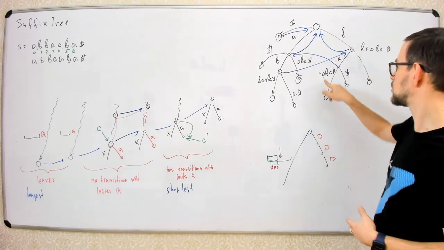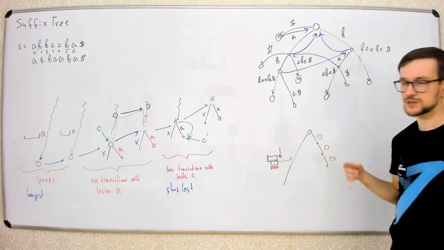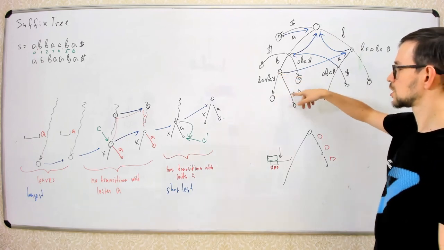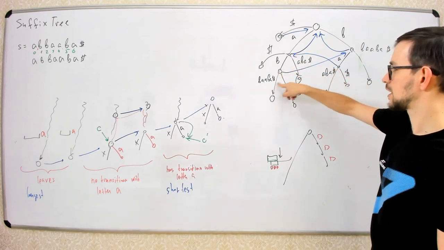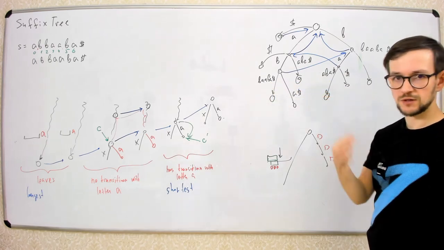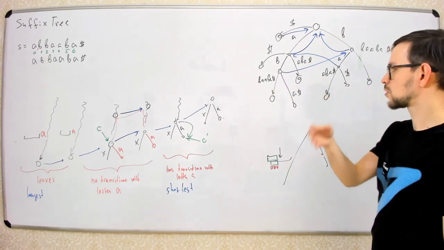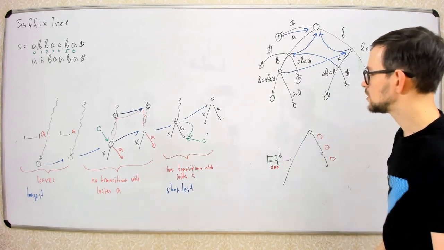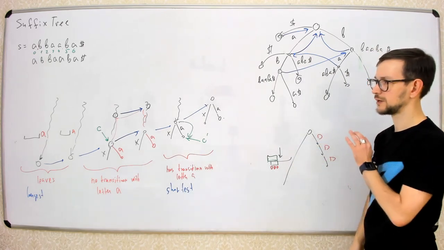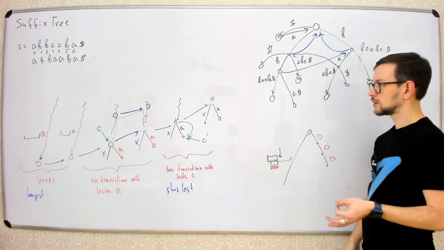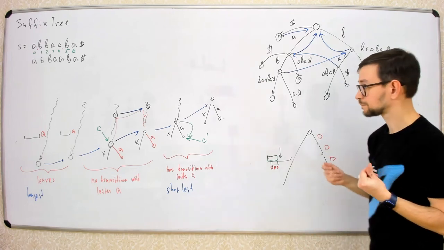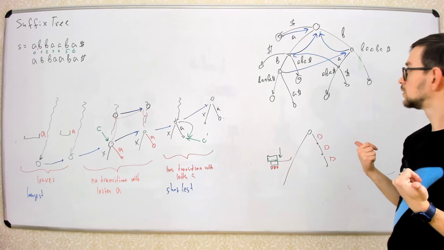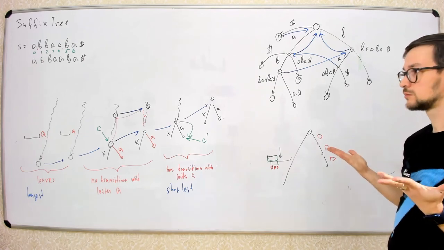So the only thing we need about characters is to check which edge to use. If we have several edges, we need to select the edge which contains the given character. So we need a hash map from character to the edge. That's all we need. So if you're allowed to use hash maps, it's actually fine. It will be linear. That's all.